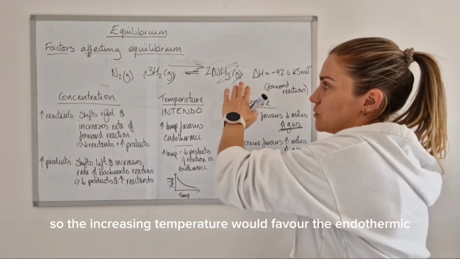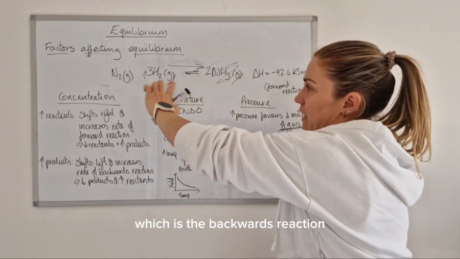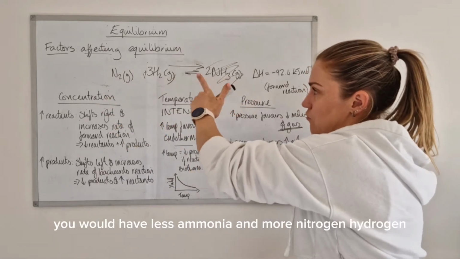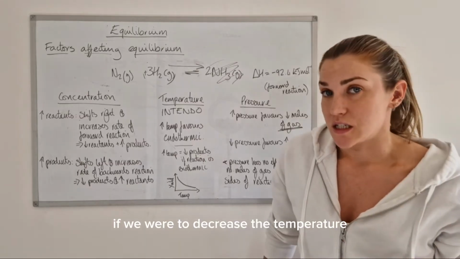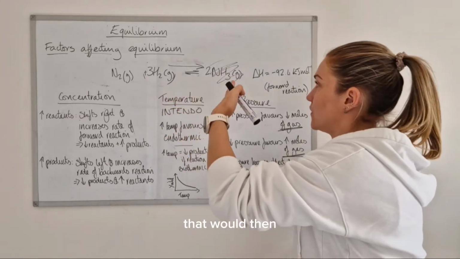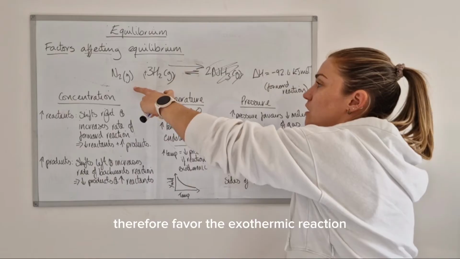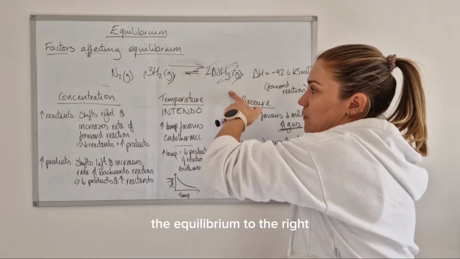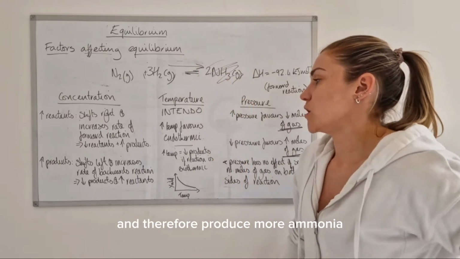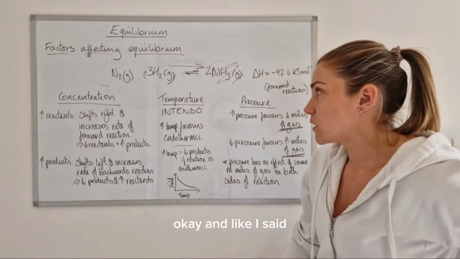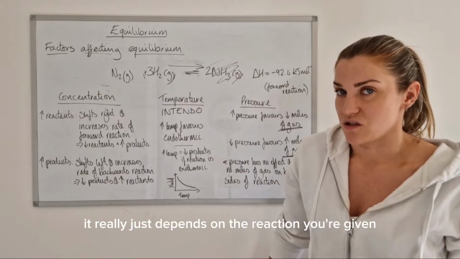So an increase in temperature would favour the endothermic, which is the backwards reaction, and therefore you would have less ammonia and more nitrogen and hydrogen. If we were to decrease the temperature, that would favour the exothermic reaction. So a decrease in temperature would shift the equilibrium to the right, increase the rate of the forward reaction, and therefore produce more ammonia. Okay, and like I said, it really just depends on the reaction you're given.